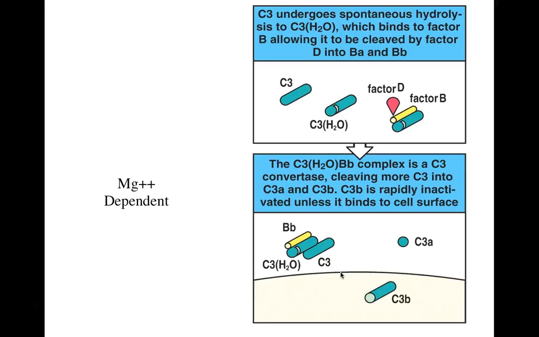It fairly quickly starts to cleave more C3 into C3a and C3b. C3b is going to be inactivated into iC3b if it's simply floating around in the presence of water. But if it's close enough to the cell surface of the bacteria, the C3b all by itself will attach to the bacterial cell surface, as well as eventually the whole C3bBb complex.